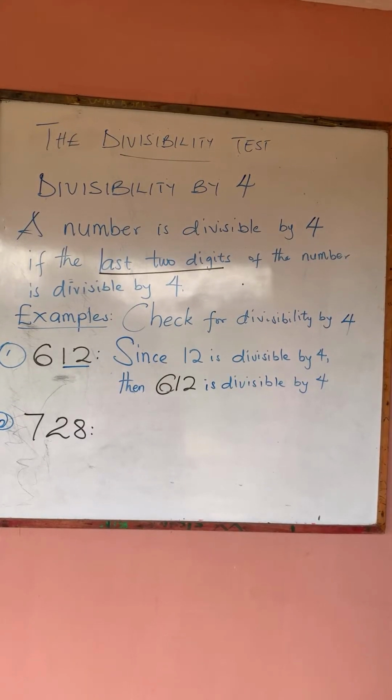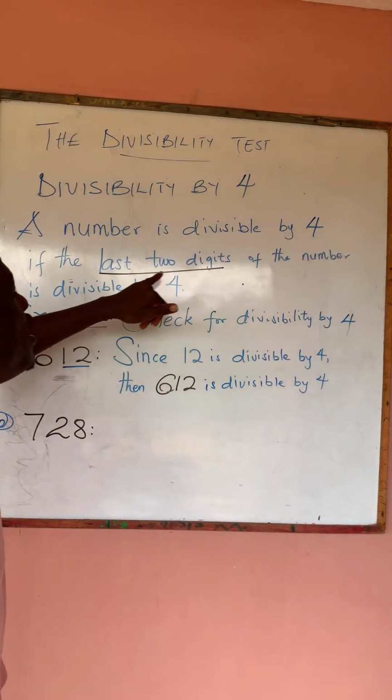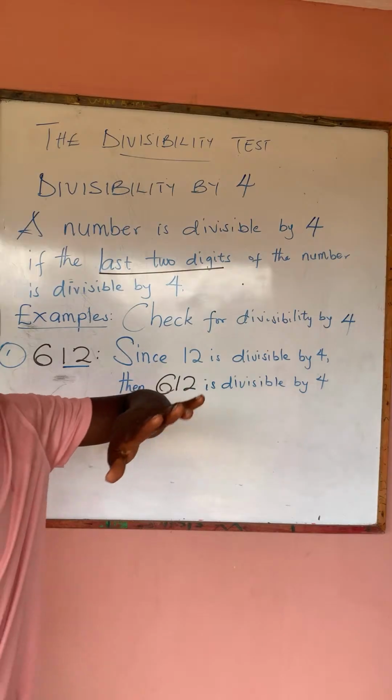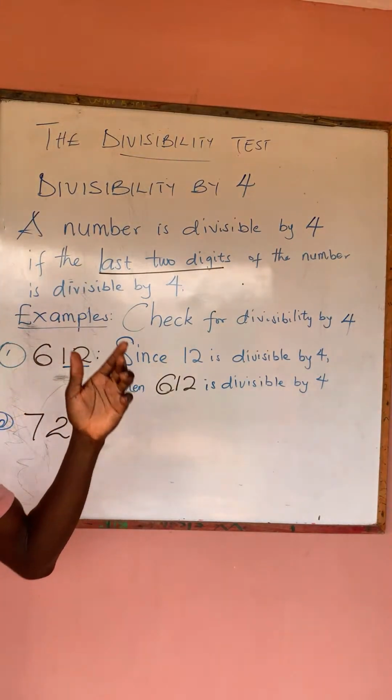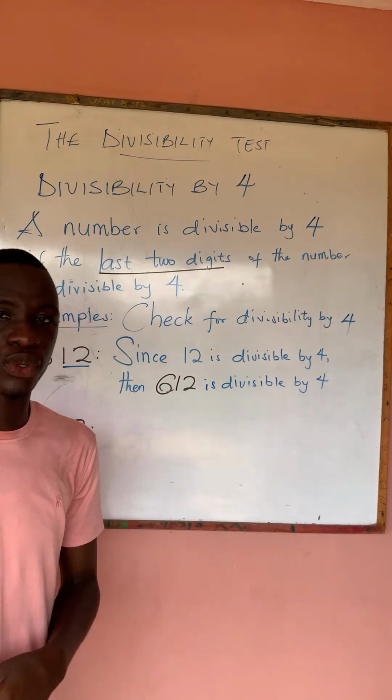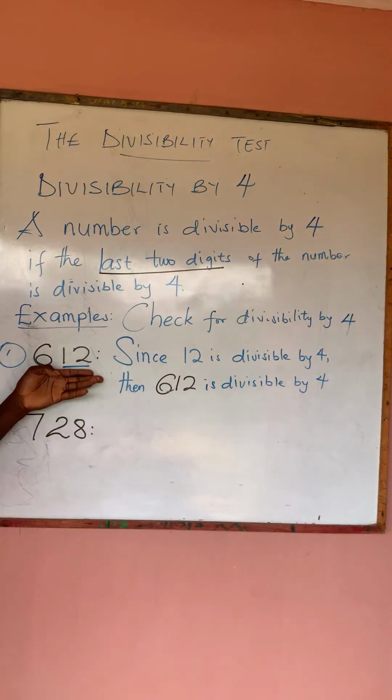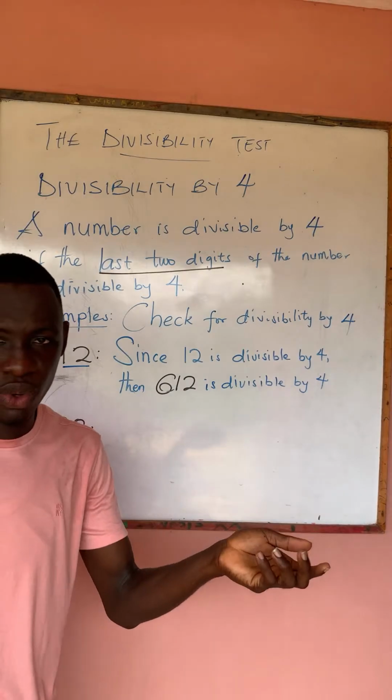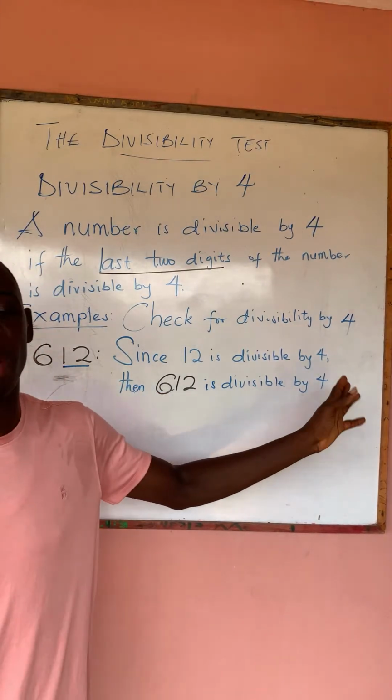And please, we are checking for divisibility by 4, okay? Please read the rule backing divisibility by 4 so I can apply it to the question given. I said that a number is divisible by 4 if the last two digits of the number are divisible by 4 or are a multiple of 4. In the first example, the last two digits were 12. Since 12 is divisible by 4, then 612 is also divisible by 4.